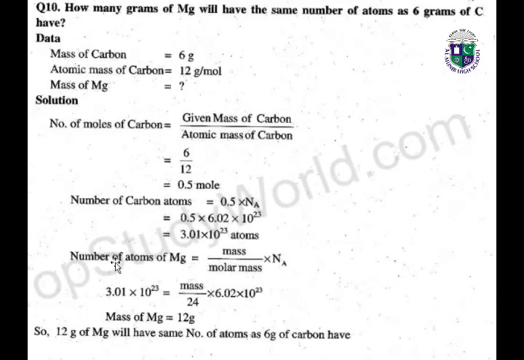Now we have this formula to find the mass of magnesium. Number of atoms of magnesium is equal to mass over molar mass into Na. By putting the values, we take the mass of Mg on the left hand side and the other values on the right hand side. By calculating all these values, we get the answer. The mass of magnesium is 12 grams. 12 grams of Mg will have the same number of atoms as 6 grams of carbon.